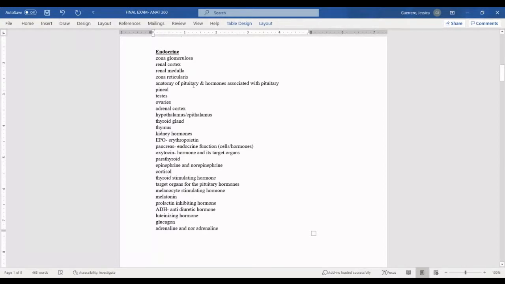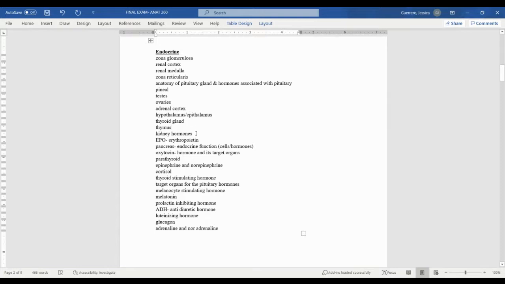You need to know the anatomy of the pituitary gland and the hormones associated with it. I covered that in heavy detail, the week 7 quiz review. Pineal gland, testes, ovaries. These are all specific hormones associated with it. The adrenal cortex, which is different than the renal cortex. The hypothalamus and epithalamus, the hormones associated. Thyroid gland, thymus, so you know the location and what endocrine function it is associated with.